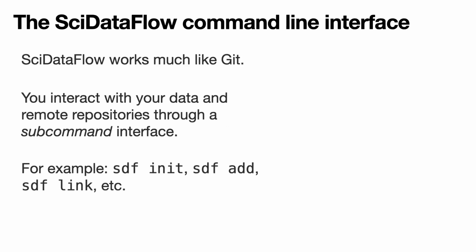Okay, so the SciDataFlow command line interface is how you're going to interact with SciDataFlow. It's designed to work basically exactly like Git. So if you've used Git, you probably already know how to use SciDataFlow. This was a big part of the design for me: I knew that it could be really complicated if not designed right. So I just mimicked Git because it's what scientists are familiar with. There's a bunch of different subcommands, and we're going to step through those right now.